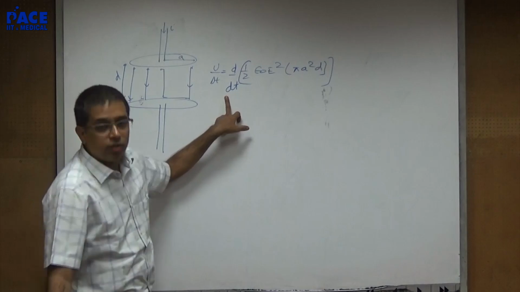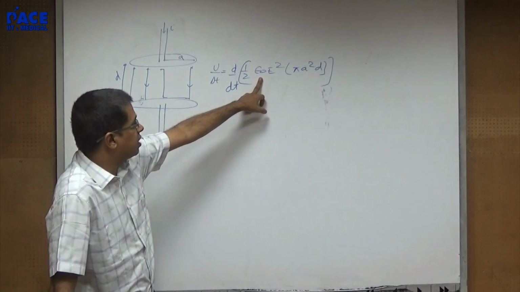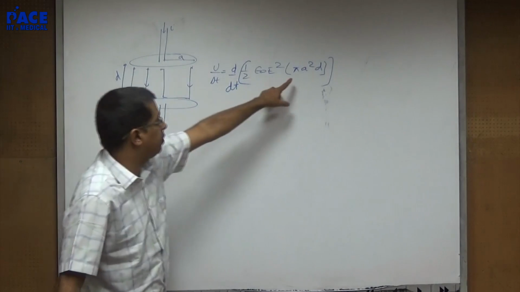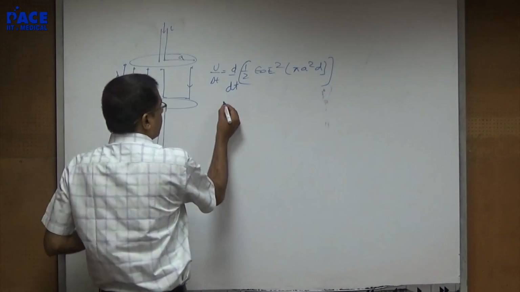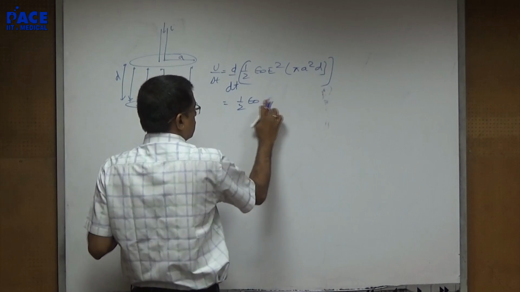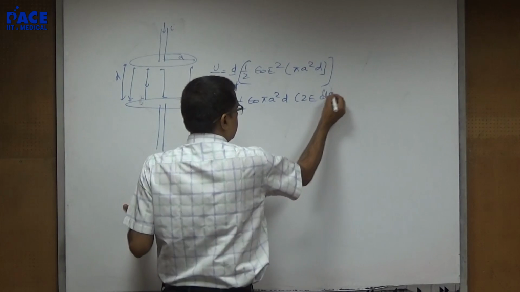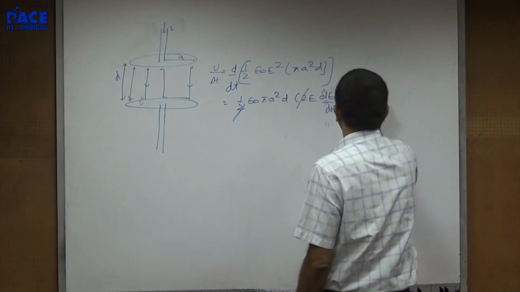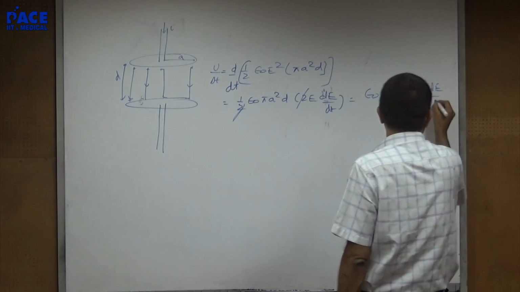This was according to the information that we have from electrostatics, which we have learnt. We learnt in electrostatics that this is the energy density, half epsilon naught E square. Volume in between the capacitor plates, pi a square d. D by dt of this will be U by delta t. This will be half epsilon naught pi a square d into 2E dE by dt. This will turn out to be epsilon naught pi a square d E dE by dt.